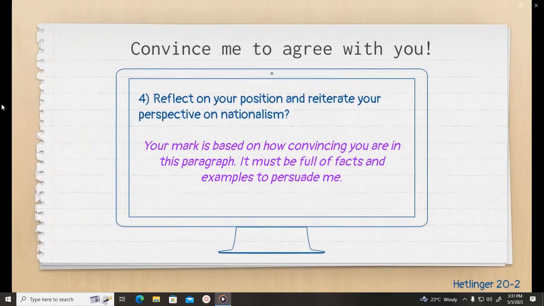Then at the very end of this long paragraph where you explained and defended your position, you're going to reflect by reiterating your thesis and what is your perspective on nationalism. In this category, your mark is based on how convincing you are. So it has to be full of facts and examples to persuade me.